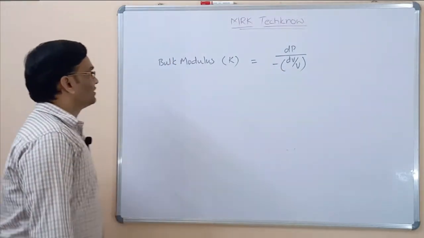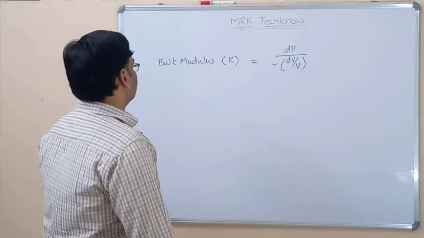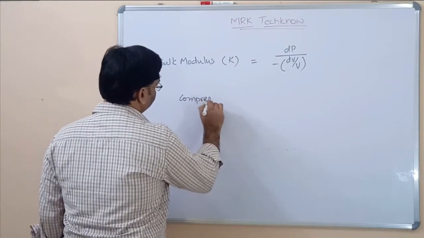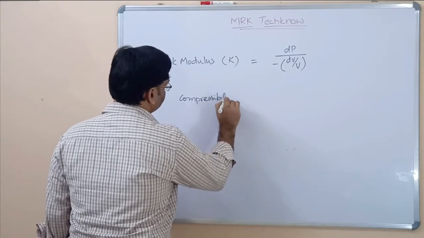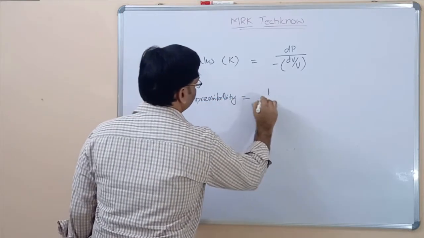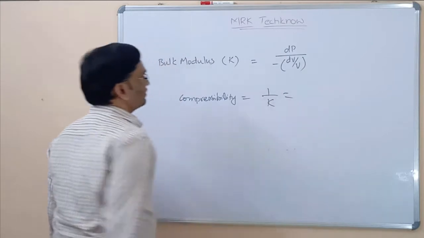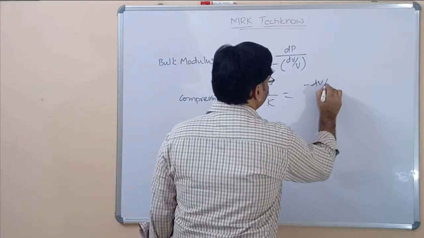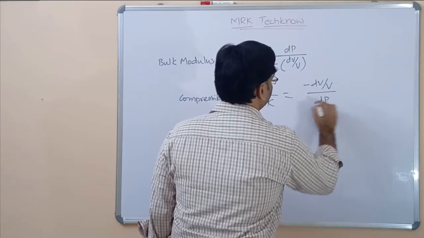So this bulk modulus is the inverse of compressibility. Generally, compressibility can simply be written as 1 by K. Because of which the equation becomes minus dV by V by dP.